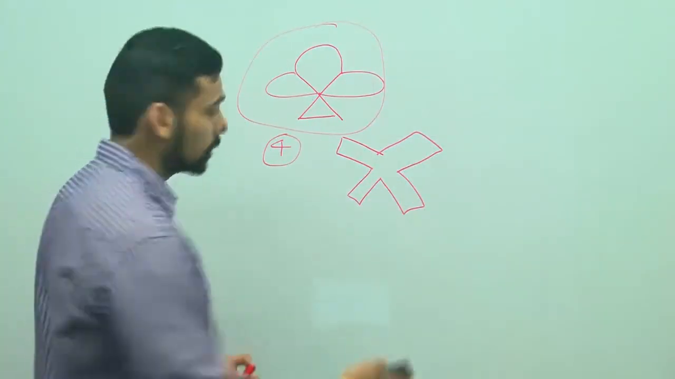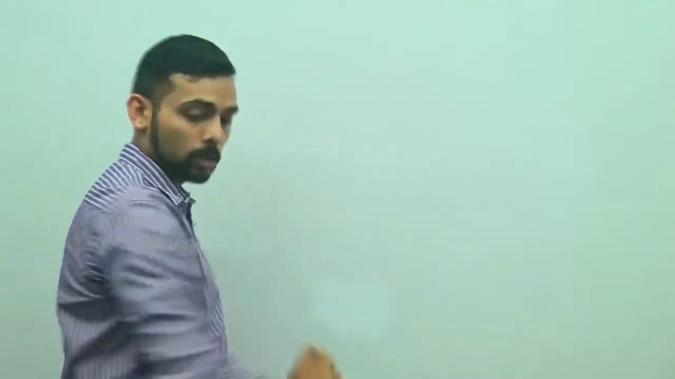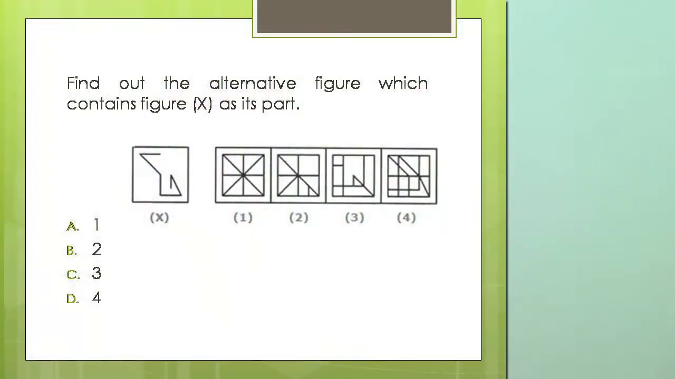Similarly, let's take a look at one more. This is slightly more complex, so you have to use your visualizing skills for this. My X looks slightly different over here. My X goes like this, then goes straight, diagonally up and down, and then it goes at an angle. So this is my X.